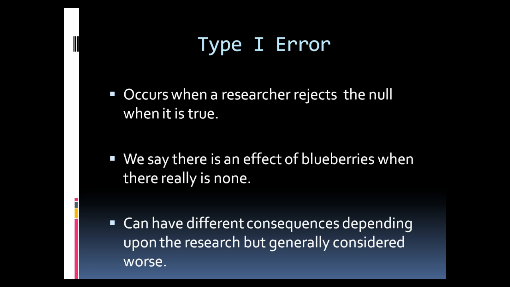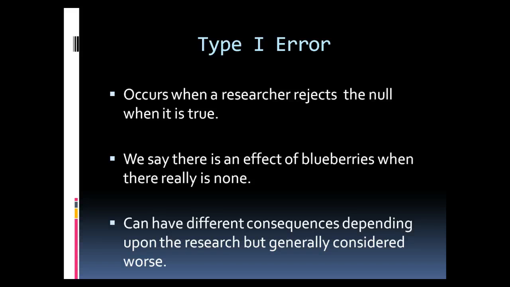So, type 1 error. Type 1 error occurs when the researcher rejects the null when it's true. So you have a null hypothesis that's true, that, hey, there is no effect. Let's say there was no effect of blueberries, but we reject the null anyway, when really there is none.